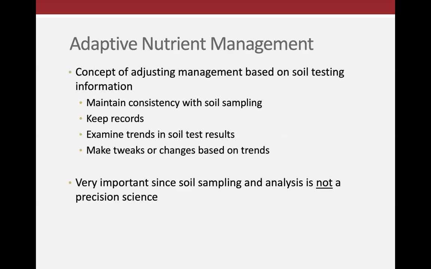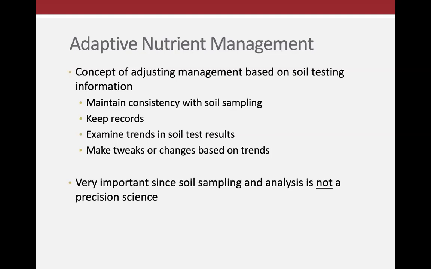Then I just want to end on this concept of adaptive nutrient management. This is really important for soil sampling. It's a concept of thinking about adjusting management based on soil testing information over time, okay? It requires some key pieces. We have to maintain consistency with how we soil sample. Did we soil sample to the same depth? Did we go the same time of year? Did we do it like we did it last time? Did it go to the same lab, for example? Do we have records of what we did 3 or 4 years ago, how we sampled, and the soil test results from 3 or 4 years ago, okay?